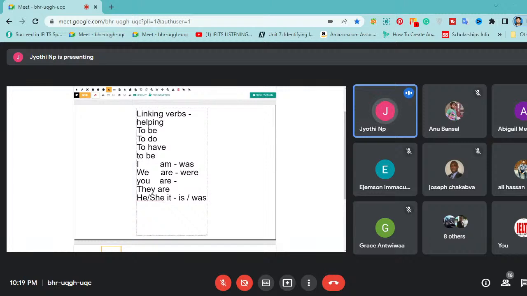Did you all get it? Any doubts? This is for to be. You all got it? We usually use this when we want to use a continuous tense. Okay, then to do. I think you people are aware of it, but you don't know where to use it and how to use it.